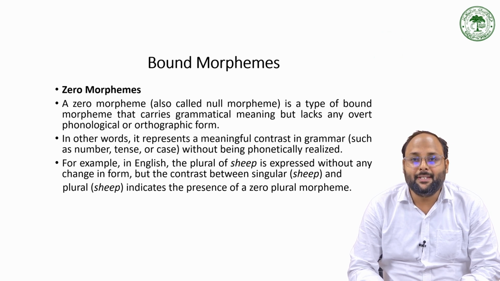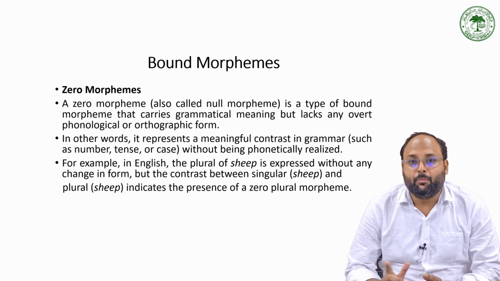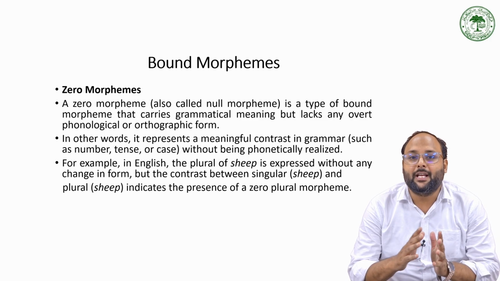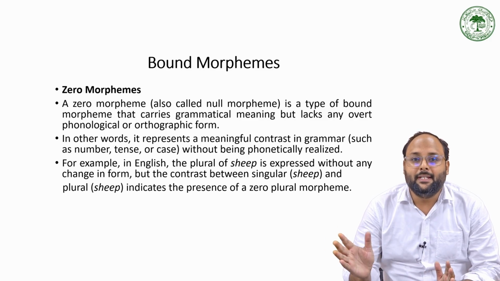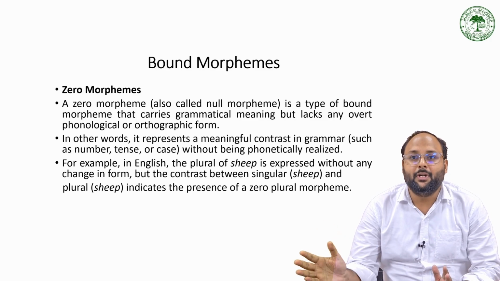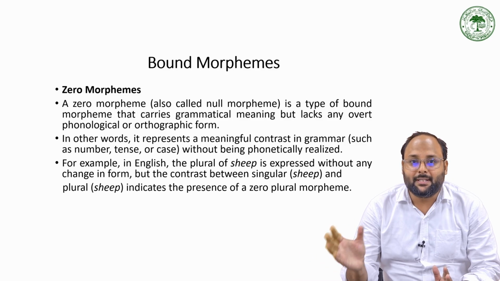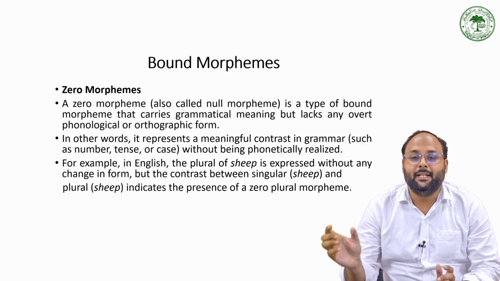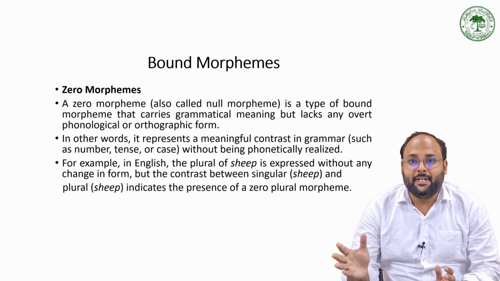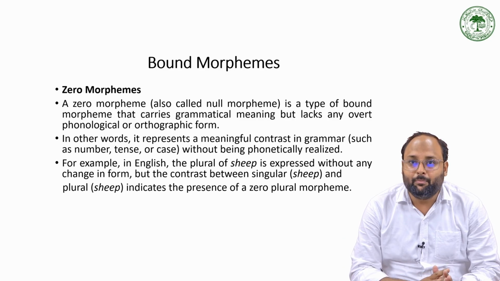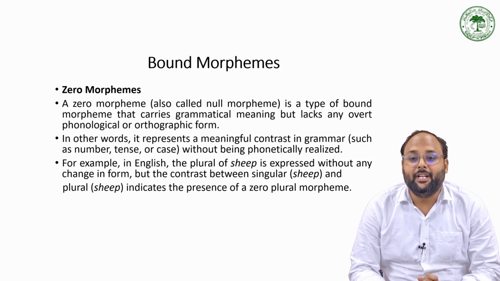So if you change the singular sheep into the plural sheep, there is no change in the form, but the plural sheep has some extra feature, that is the pluralness, and this pluralness is represented by the context only. We do not have any physical form in the plural sheep. So it is called a zero morpheme in English.